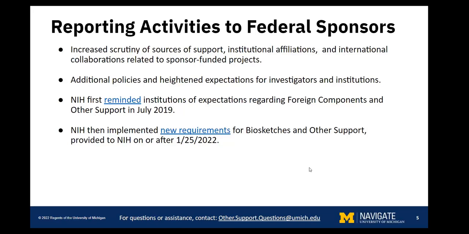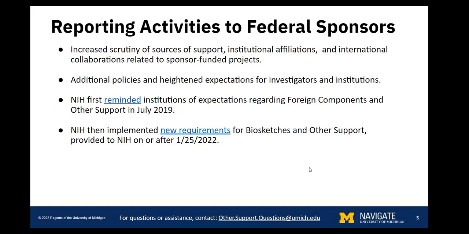Regardless of that interpretation, back about a year ago now, NIH did implement actual new requirements for the biosketches and other support. And initially they had intended those requirements to go live, I think it was in May of 2021. And then they luckily decided to delay the implementation of some of the more onerous of those requirements until just this past January. So January 25th, 2022 is when NIH's new requirements went into effect.